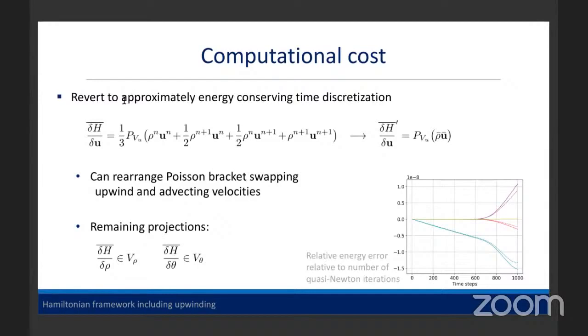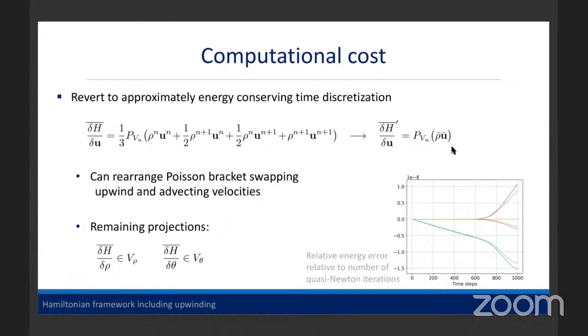So the idea is, let's do some kind of approximation to get to something that's cheaper and still worthwhile if you only use 4 Newton iterations. It turns out you can do an approximation of the time discretisation. This is how the energy conserving time discretisation for the flux would look like.